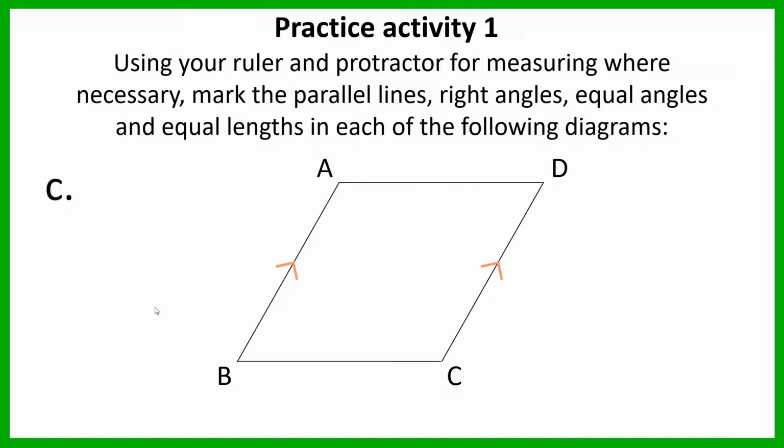Okay, so for the rhombus, you should have got these opposite sides parallel and these opposite sides parallel as well. You should have got all four sides are equal like that, and opposite angles here are equal, and these opposite angles are equal as well.